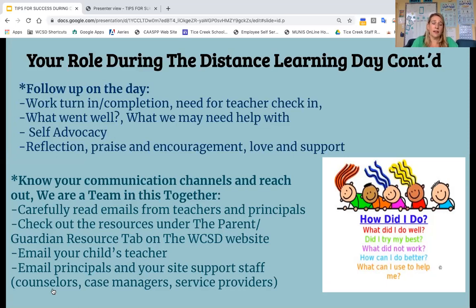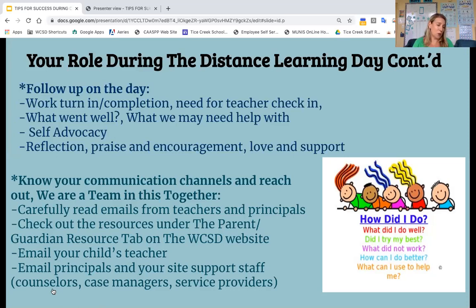And then again, I can't say this enough, just that encouragement, love, and support. We're going to have good days and we're going to have bad days just as we would if this were a regular school day. But we have to really give our kids that idea that we're in this together and that we're going to make this work. And it may not work on the first try, but we're all working together. And we as parents, as teachers, as support staff are here for them.